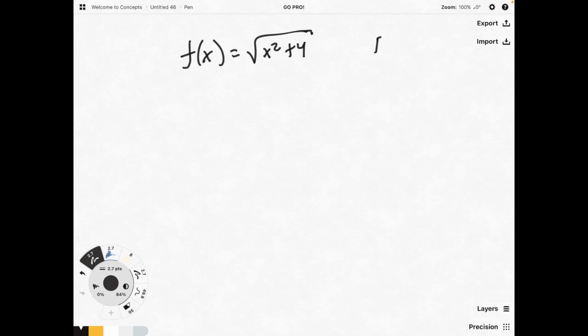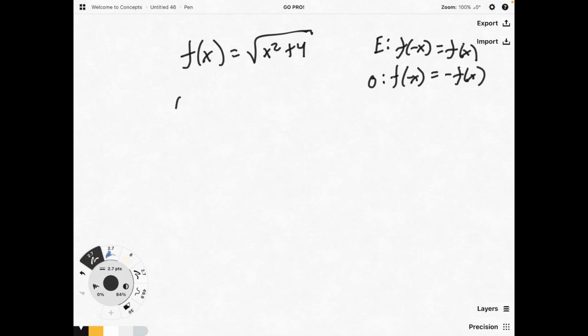Again, with our rules, if it's an even function, if we put a negative value in for x and we're given our original function, f of x, then it's even. And similarly, if it's an odd function, if we put that negative value of x in there and the output is the negative of our original function, then it's an odd function.